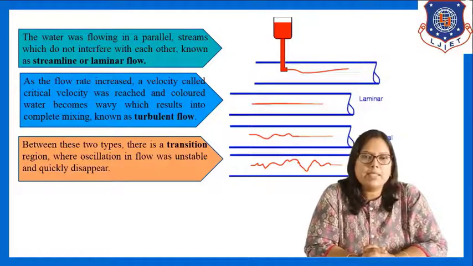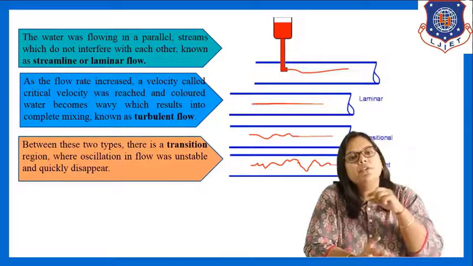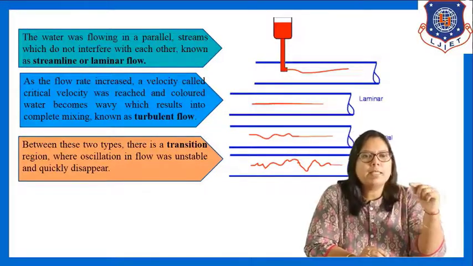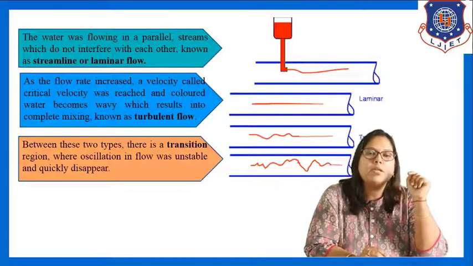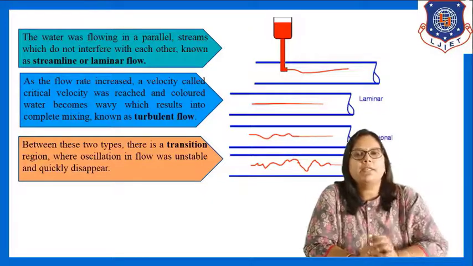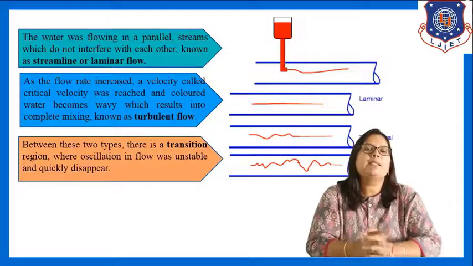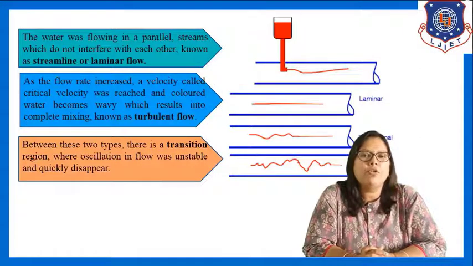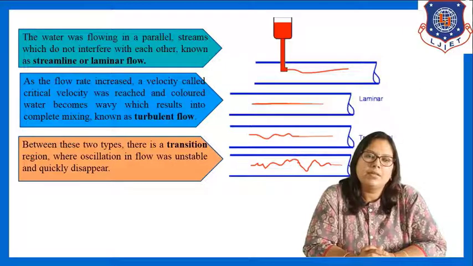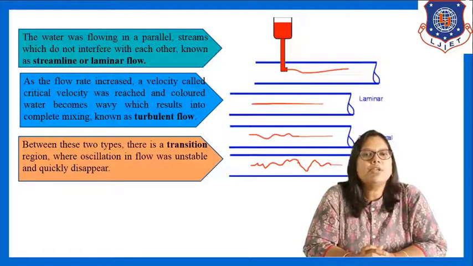As the flow rate increased, the velocity called critical velocity was reached and the colored water becomes wavy. At low flow rate, it flows in a straight line and then it becomes somewhat wavy. So as the flow rate increased, the critical velocity was reached and the colored water becomes wavy, which results in complete mixing and it is known as turbulent flow. Fine. And between these two types, there is a transition region where oscillation in flow was unstable and quickly disappeared. That is the transition region.